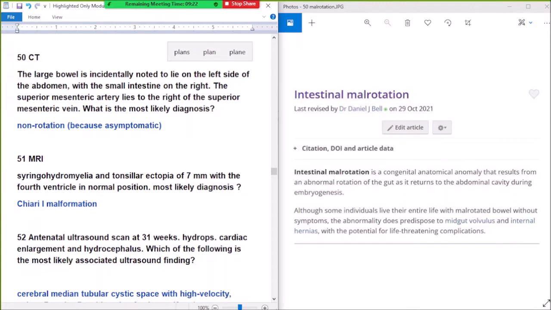Question 50. The CT scan shows the large bowel is incidentally noted to be lying on the left side of the abdomen with the small intestine on the right side. The superior mesenteric artery lies to the right of the superior mesenteric vein. The most likely diagnosis: non-rotation.